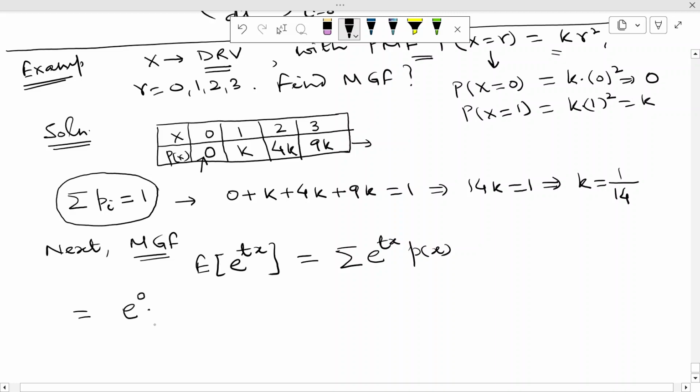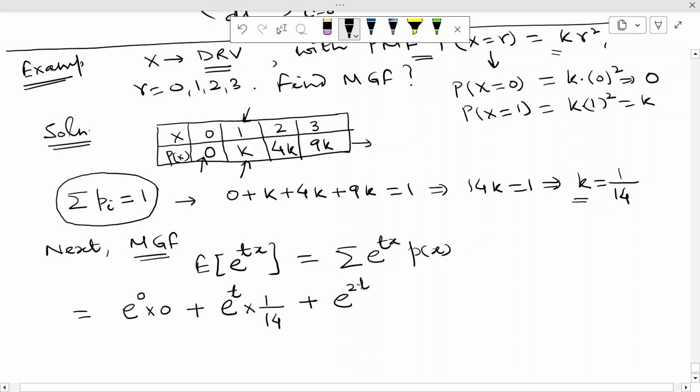This, which is 0, will be multiplied by 0, plus the next value of our random variable x, which is 1. So this will be e to the power t, because when you put x equal to 1, it is e to the power t multiplied by the corresponding probability of x equal to 1, which is k, or you can say 1 by 14, because the value of k is 1 by 14, plus the next value of x is 2.